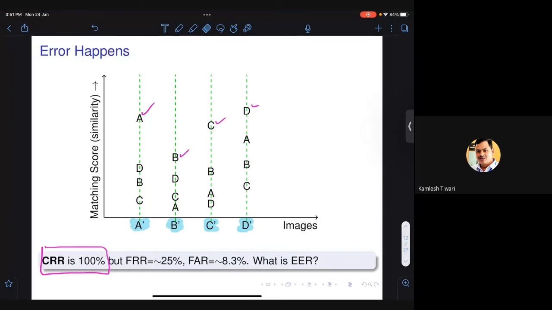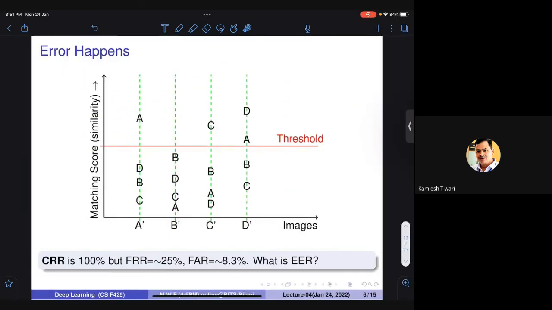Okay, but can I tell that he is B, or he is C, or he is D? Because the image has come at the top, but his score should also be greater than a threshold, no? Then only would I say that he is the same person or not. So if I use this particular threshold to decide whether they are the same person or not, then this score is actually below that threshold. Therefore, this person would be rejected. He would not be able to enter the system. Similarly, however, if this is coming and he says that I am A, his score would be greater than this particular threshold, and therefore he can enter the system as A.